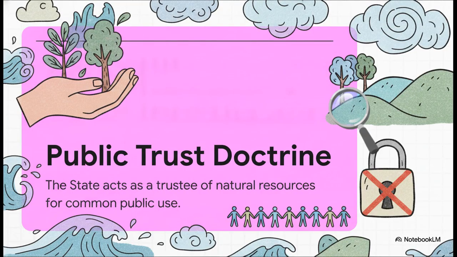The third pillar is the Public Trust Doctrine. This is the legal principle that the state acts merely as a trustee of our natural resources, stuff like our air, our water, and our forests. These are strictly preserved for common public use.